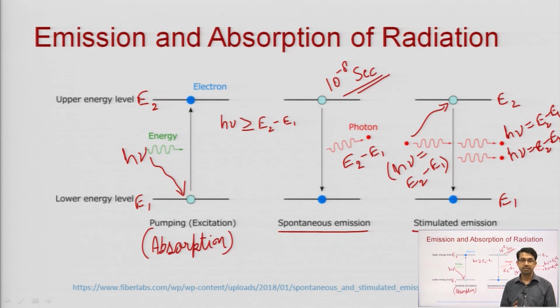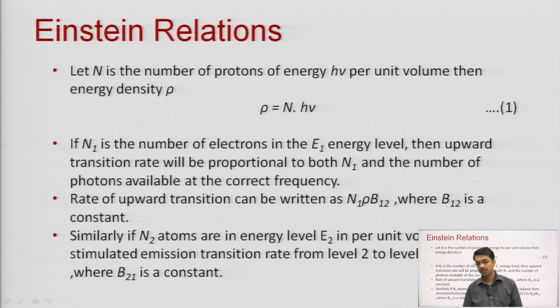This state in which the number of photons in excited state is more than the number of photons in ground state is called population inversion. We shall discuss that phenomenon later. Okay, so let us move on and discuss Einstein relations.